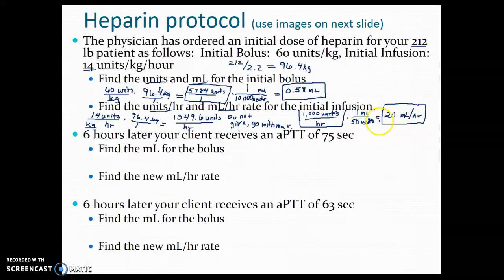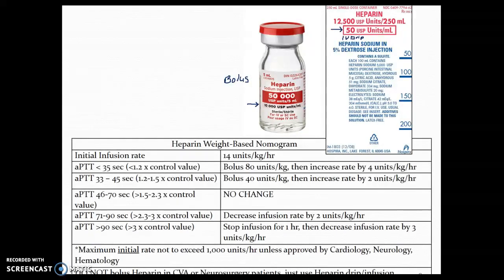6 hours passes and we draw the blood and we send it to the lab and we get an APTT result, which is an activated partial thromboplastin time. So that is a blood clotting value letting us know how our patient is responding to heparin. So we're going to look up 75 in our protocol to see how to proceed. When I find 75, it's in this range, and it says that I should decrease the infusion rate by 2 units per kilogram per hour.